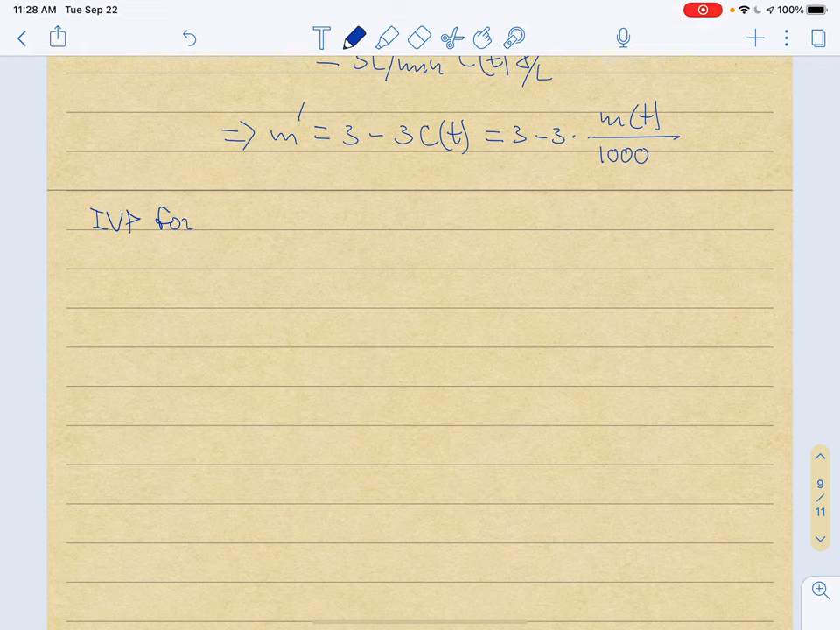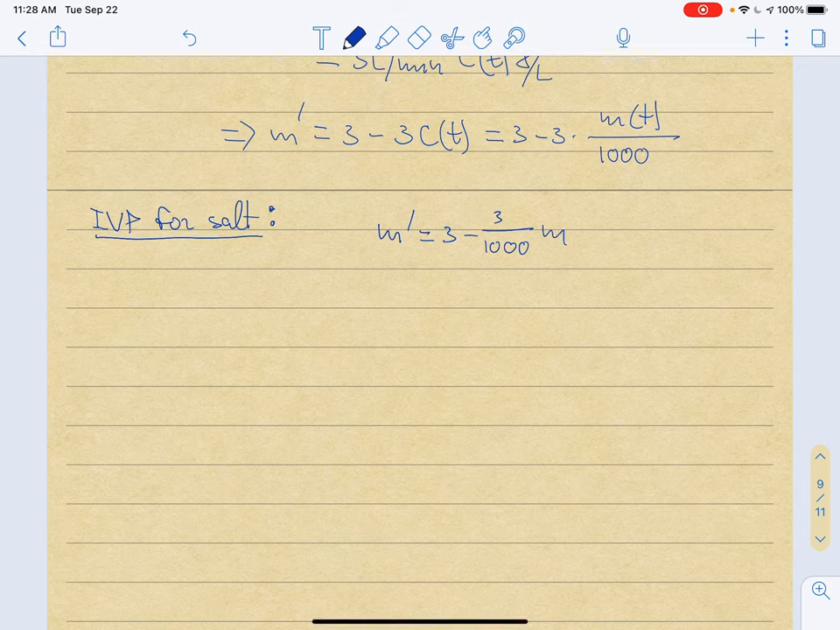IVP for salt in the pool for the amount of salt is m prime equal to 3 minus 3 over 1,000 m, right? That's the equation from the bottom of the previous page. And m of 0 is equal to 0.